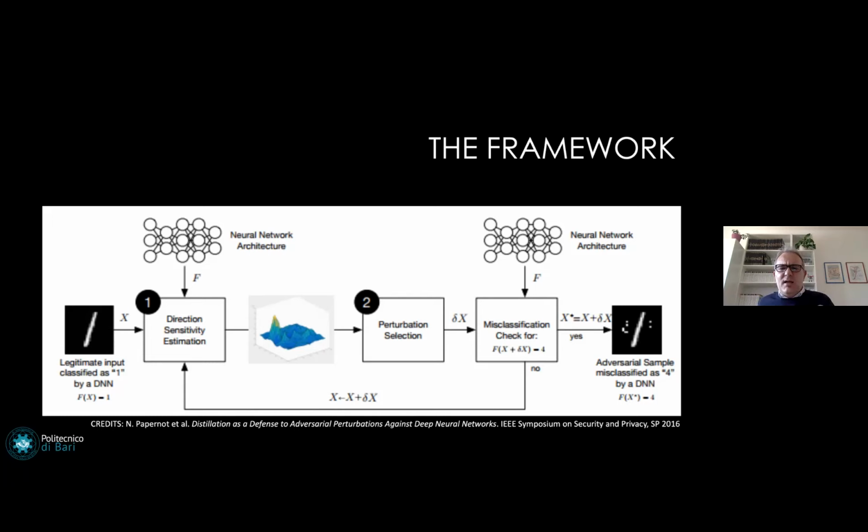If the input is misclassified as desired, then we are done. Otherwise, we give feedback to the first step, and we change this perturbation. And so we analyze again the direction of the sensitivity estimation, and then we continue iteratively until we are able to find the right perturbation to have the image misclassified as 4.